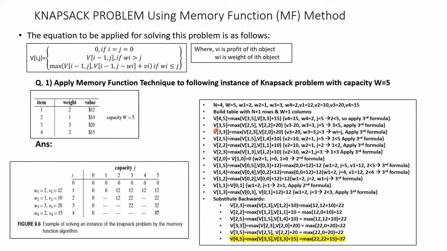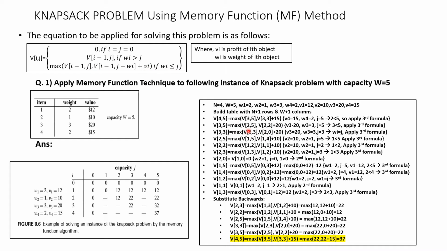So V of 3,5 is the maximum of V of I minus 1, 3 minus 1 is 2, comma J, 5, and V of I minus 1, 2, comma J minus Wi, 5 minus 3, 2, plus the corresponding profit, which is 20. We are applying the third formula here. That's all.